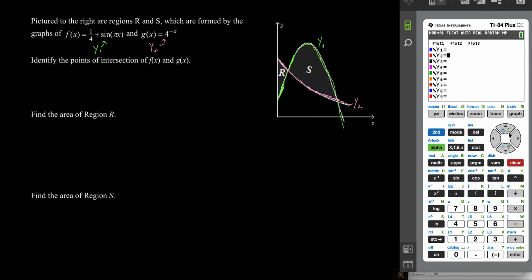y1, y2. All right, so y1, I'm not going to use the fancy fraction here because I really don't need to for 1/4. It's only when my fractions are a little more complicated. I didn't really need to on the last one either, but I just wanted to show you where that button is again. Sine of pi x. Pi is a second, I think, right? Where is it? Pi x. All right, so that's our y1. y2 is 4 to the negative x. Oh, I put 2 x's in there. Yikes. Delete.